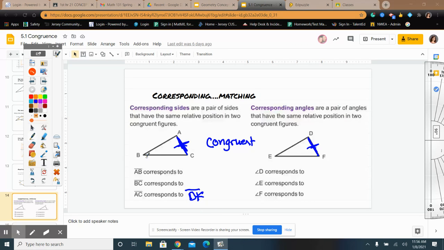Now, BC is the side that does not make the right angle. So what would BC match with? That will match with EF. And then AB matches with, you've got to be careful with the order here, DE. So those would match as well. And that's how you find the congruent sides, the corresponding sides, the matching sides. And the angles match as well.